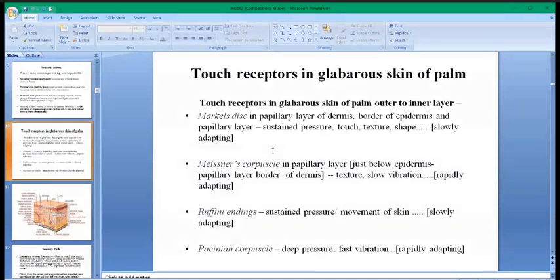You have to remember. So Ruffini organs are slowly adapting receptors. Merkel disc is for sustained pressure, touch, texture and shape. Ruffini organ, sustained pressure and movement of skin, right? Meissner corpuscle, they feel the texture and slow vibration. Pacinian corpuscle, deep pressure and fast vibration, rapidly adapting.